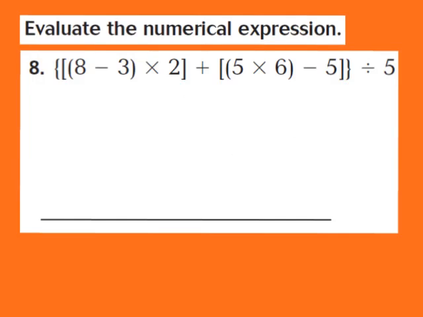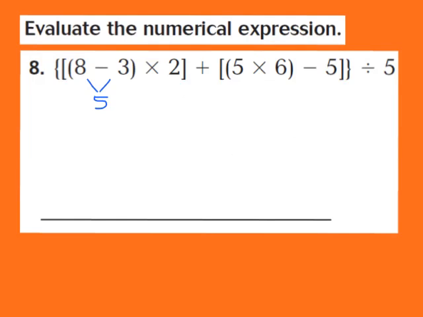I'm going to start out first of all, once again, working with my parentheses. So what I'm going to do first is this. I'm going to go ahead and solve the 8 minus 3. Now I know that when I take 3 away from 8, that's going to give me 5.